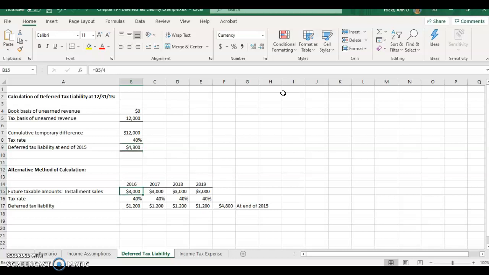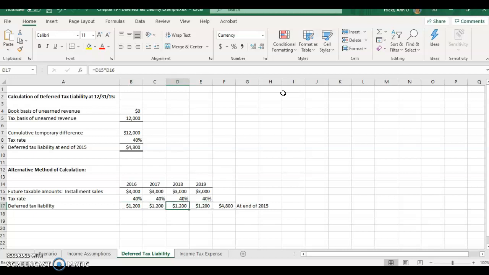Below this is an alternative approach to calculating it. What we've done here is I've identified for each year the amount of taxable installment sale that will be recognized for the 4 years subsequent to 2015. So $3,000 a year. The tax rate, of course, is 40%. That leaves us with a deferred tax liability of $1,200 for each year.